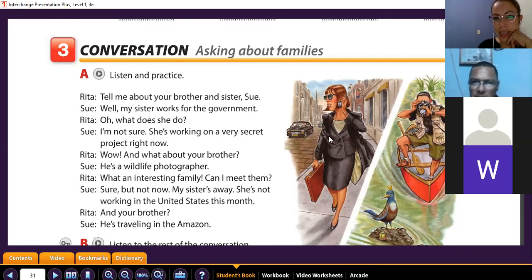Okay, there is a lady and a man, right? What do you think when you look at her? What do you think she does? What is her job or her occupation? A lawyer, probably a lawyer. A secretary, probably. Maybe she works for the FBI. What about this boy? A photographer? He's a hunter, probably.